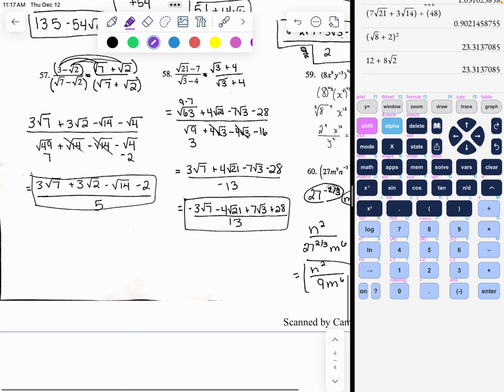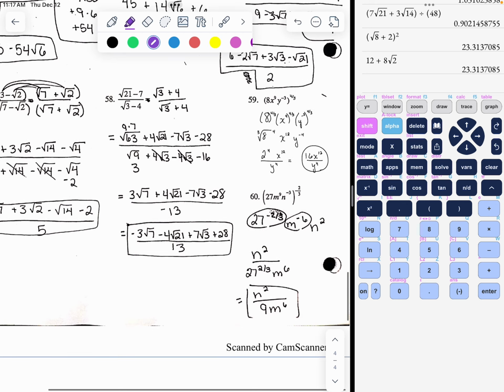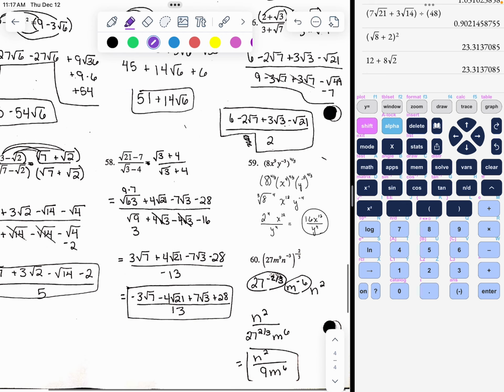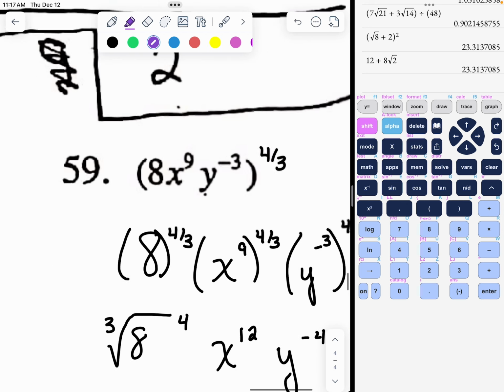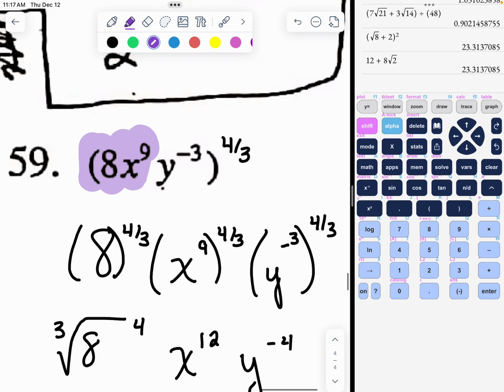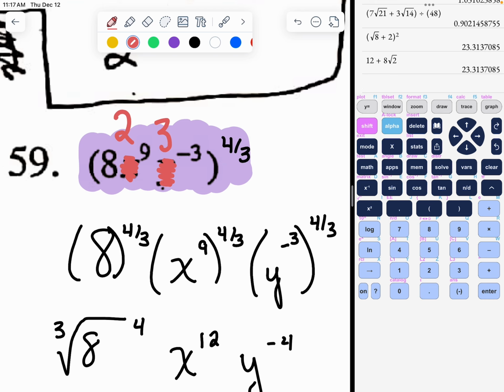The only other one I'd love to show you how to do on a calculator would probably be, let's look at number 59. It's kind of hidden in here, kind of messy, but this would be the original. See how there's an X and a Y? You need to pick a random number for X, I'm going to use 2, and a random number for Y, I'm going to use 3. So instead of typing in X, I'll use 2. Instead of typing in Y, I'll use 3. So I type it in. With variables, you have to pick a random number for it.